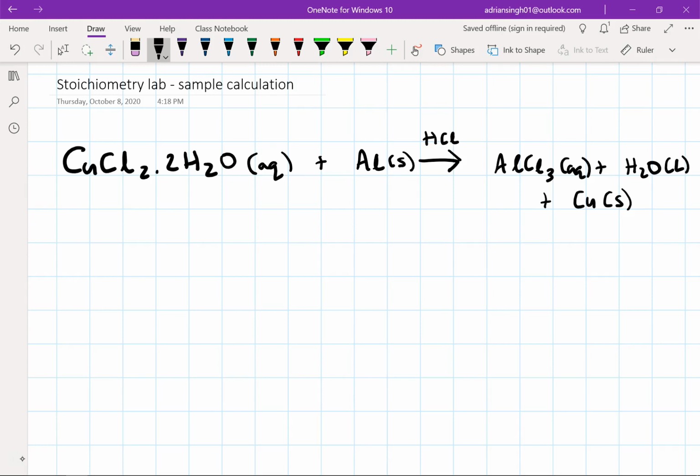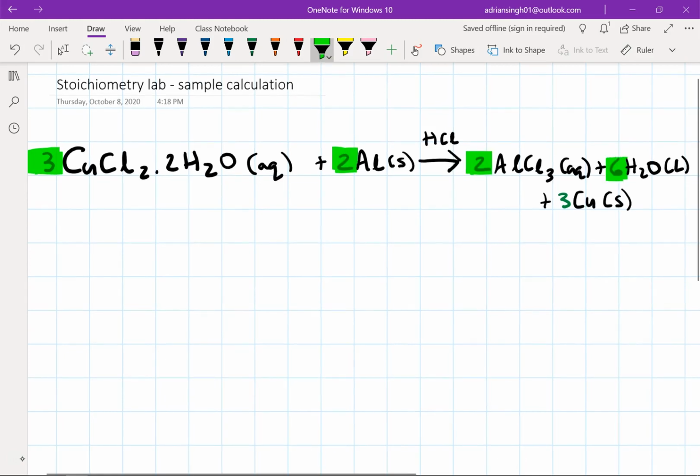All right, so that's your equation, the reaction that you performed in lab. And then, obviously with any chemical equation, before you use it, you want to make sure that it's balanced. And when you balance it, you'll see that we end up with 3 of the copper chloride. That'll give us 3 of the coppers down here. We have 6 waters. We also have, let's see, that'll be 2 aluminum chlorides, and we have 2 aluminums. All right, so the important thing from this equation is the fact that we've balanced it, and we have these coefficients that are going to give us a ratio of one thing to every other thing in that equation.